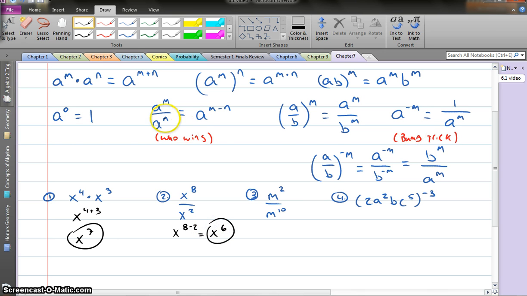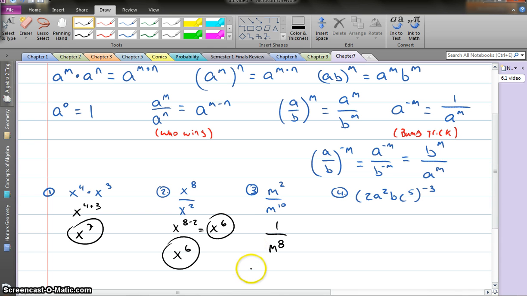Now, I said sometimes I refer to this as who wins. Well, who wins, 8 or 2? 8 wins by 6, so x to the 6th would go on top. In number 3, who wins, 10 or 2? Well, 10 wins by 8, so m to the 8th goes on bottom. Another way to think about it is, let's say you subtracted, and so you go m, 2 minus 10 gives me m to the negative 8th, and now we have to bump levels to make it positive. So either way, you get the same result. But the bump trick just helps us speed up that process.